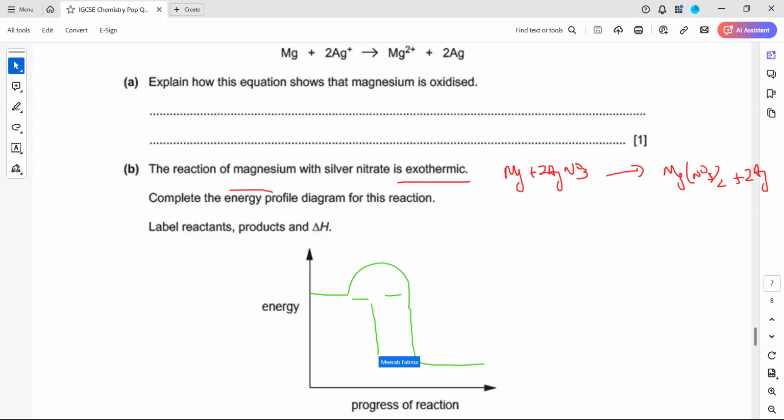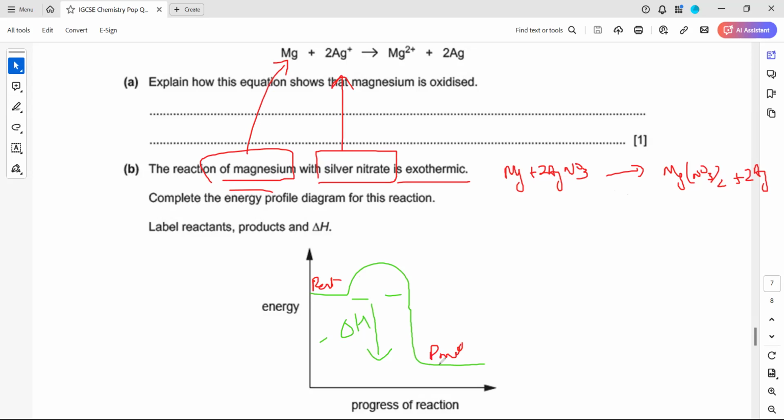How do we identify it's silver nitrate? Because they mention here that the reaction is between silver nitrate and magnesium. That's why we identify that this silver is from silver nitrate and this is magnesium metal. And for delta H, even in the exam, if you write reactant and product here, that's also fine.